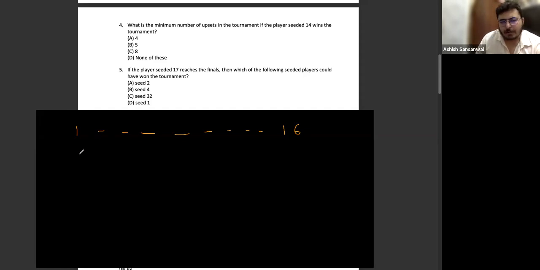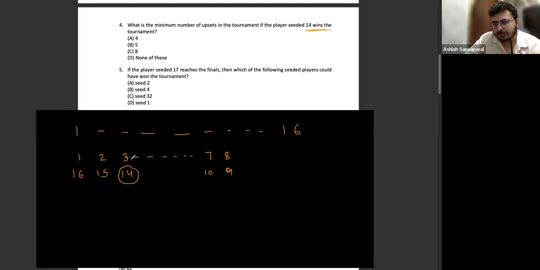Obviously now 1 will match up against 16, 2 will match up against 15, and so on till 7 will match up against 10, and 8 will match up against 9. Correct? So they are saying the player seeded 14 wins the tournament. So obviously, in order to win the tournament, player number 14 has to cause an upset. So one upset will win this round.